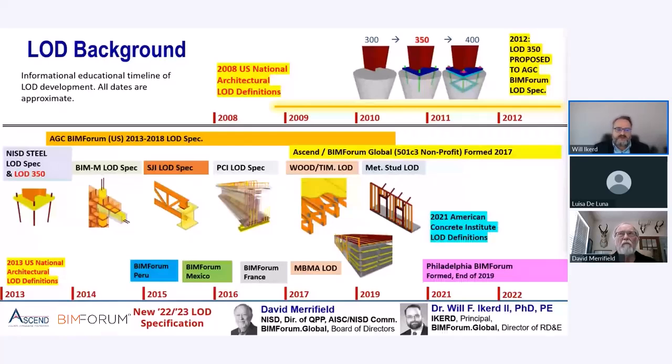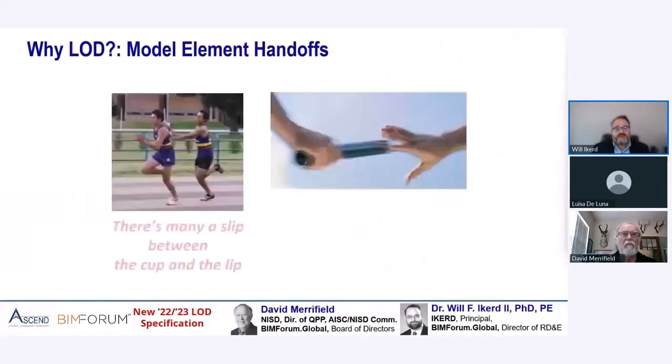When we think of LOD, I want everyone to be thinking about model handoffs. A model is a collection of elements at different LODs. And you might think of a relay race. Each runner handles their leg of the race rather well. It's when they're handing off the baton, or in our case, the project owner's stakeholders are handing off the model from one stakeholder to the other, that's where the problems can happen. A slip of the baton can really hurt that team from being a first place winning team to being a second-rate mediocre team.